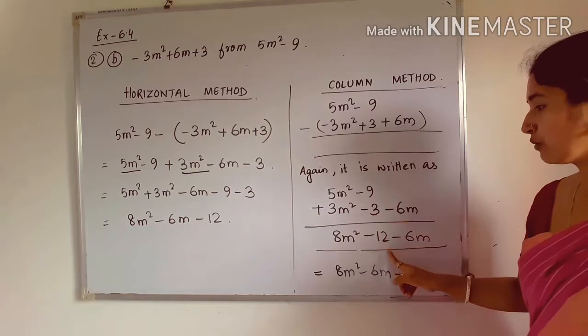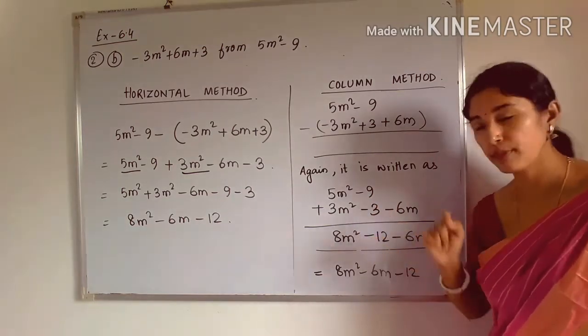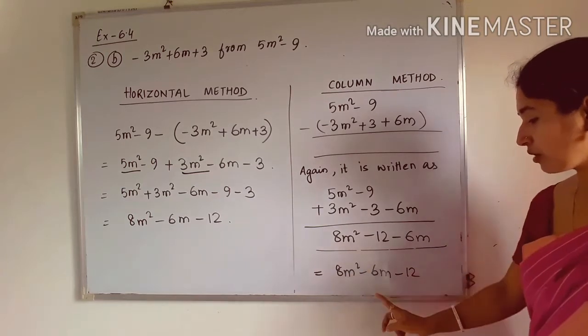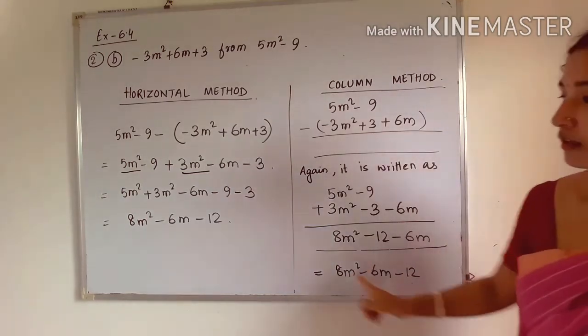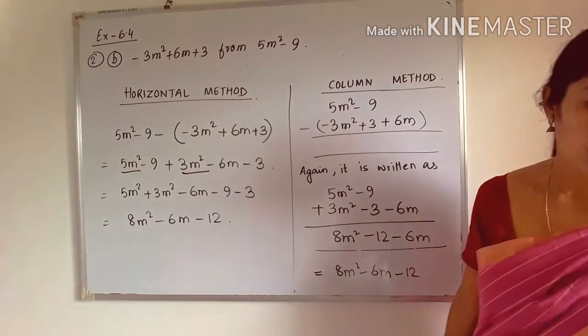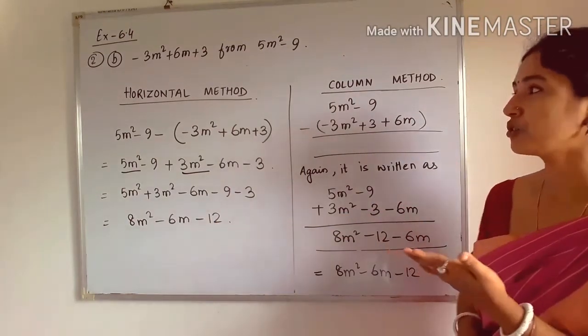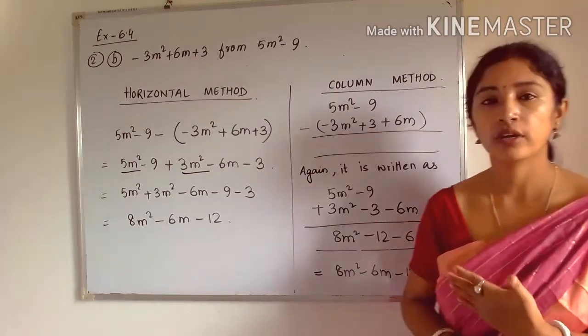9 plus 3 will be 12, and we have to write the common sign, that is minus, then minus 6m. So this can be written as 8m square minus 6m minus 12. That is the same answer. Okay, so you can do it in any of the ways. In the horizontal method also you can do it, and in the column method also you can do it.